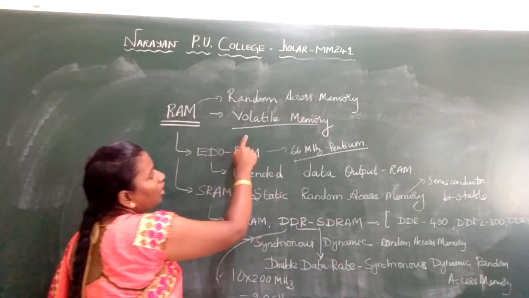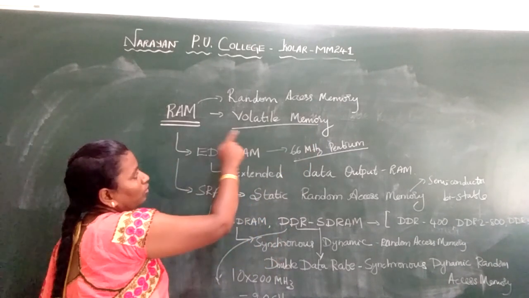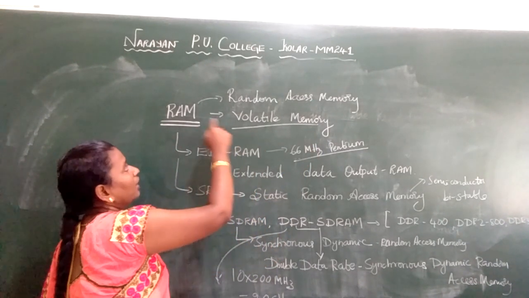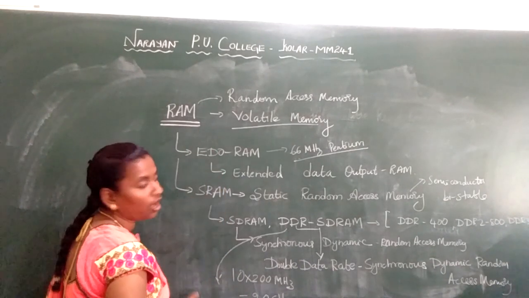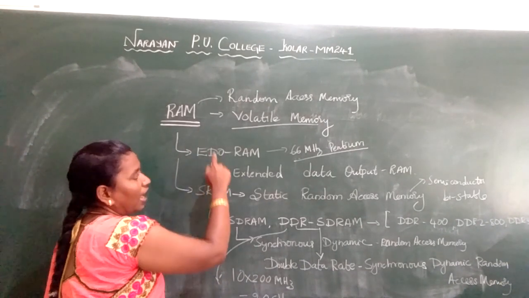So I call RAM a volatile memory. RAM is a volatile memory, or a temporary memory. The content in the RAM will be erased once the power goes off. It is also called your main memory. In RAM we have types.